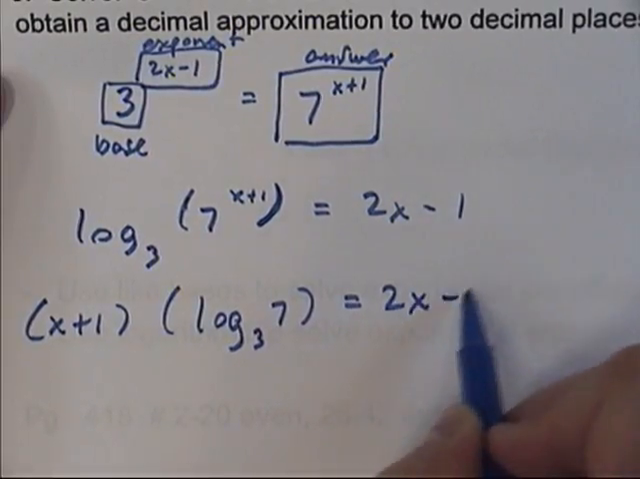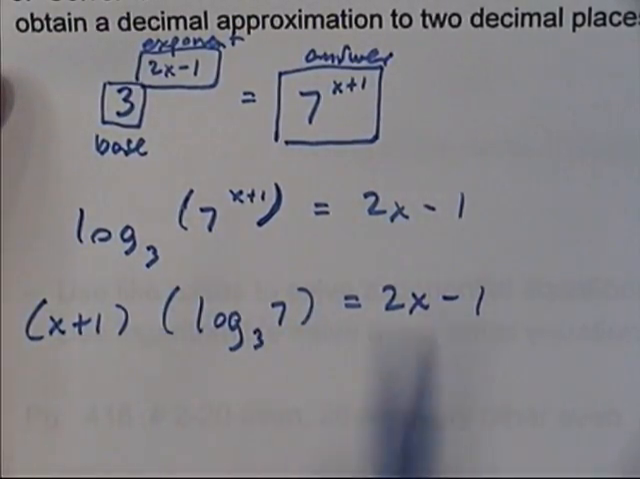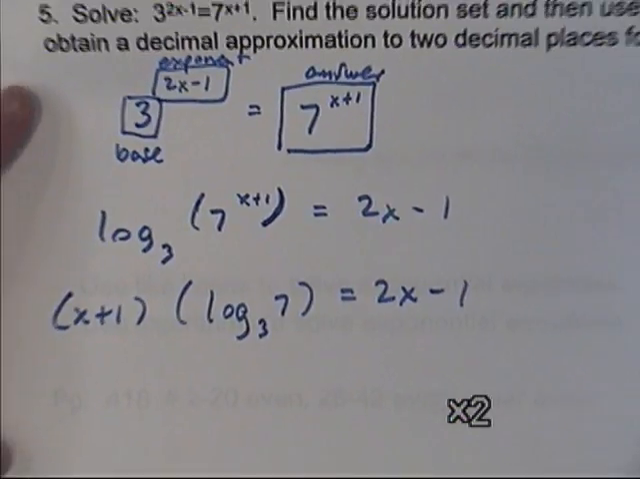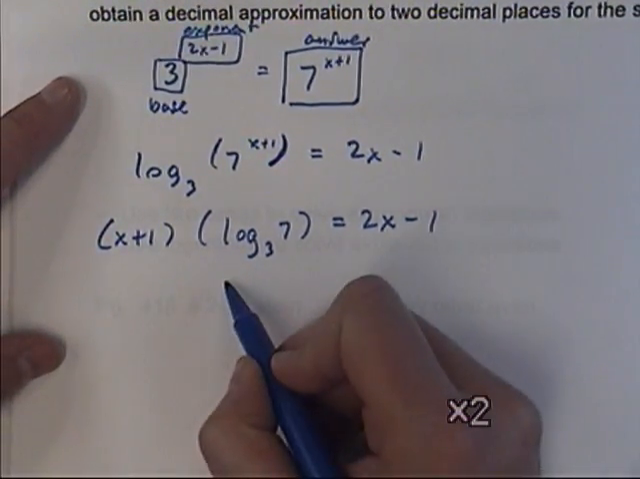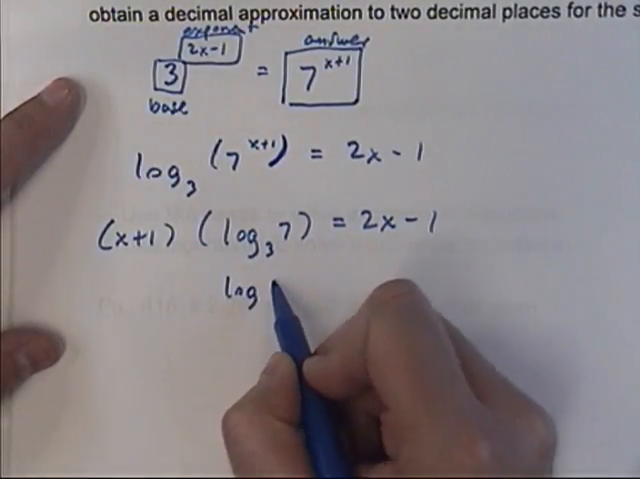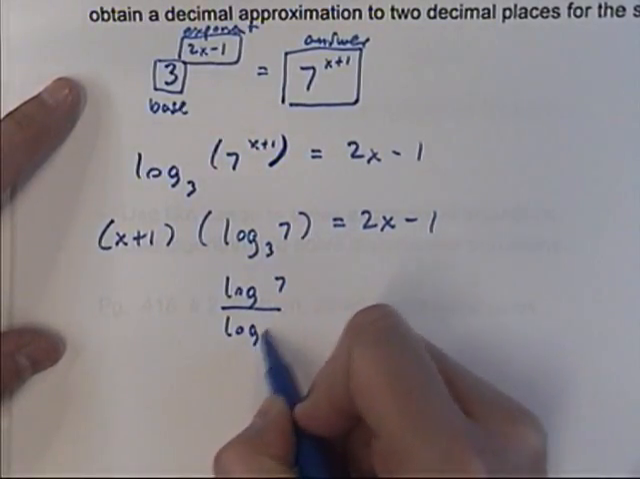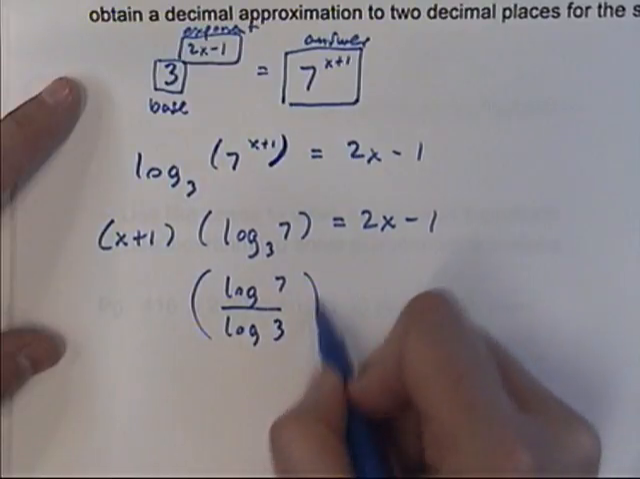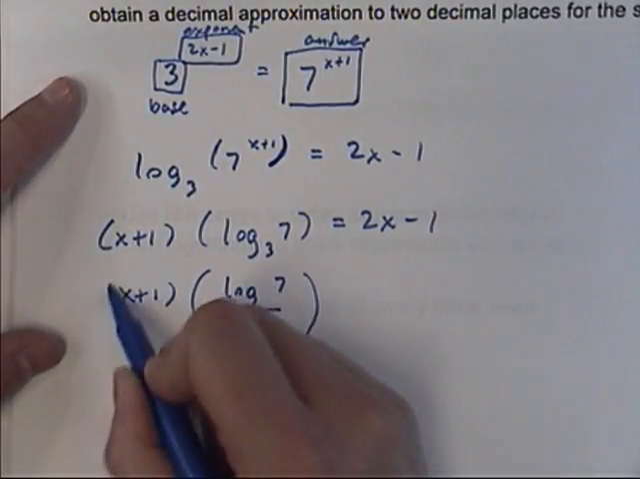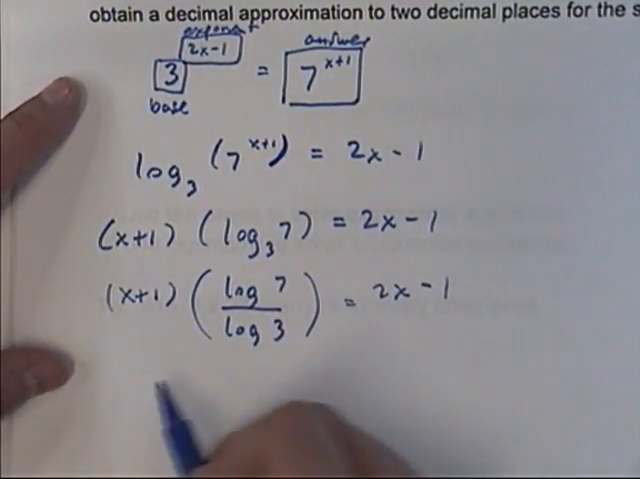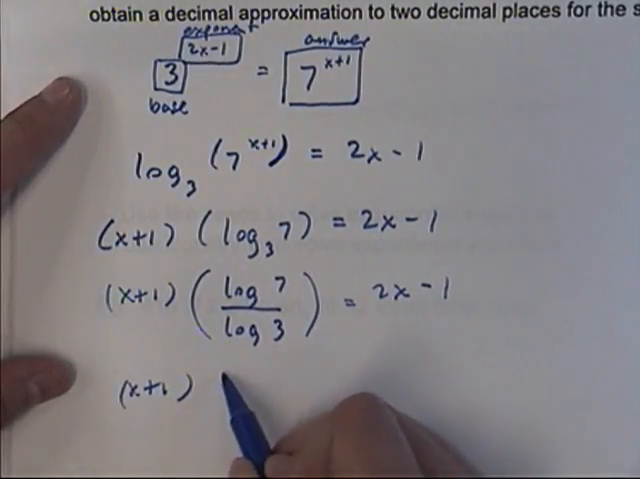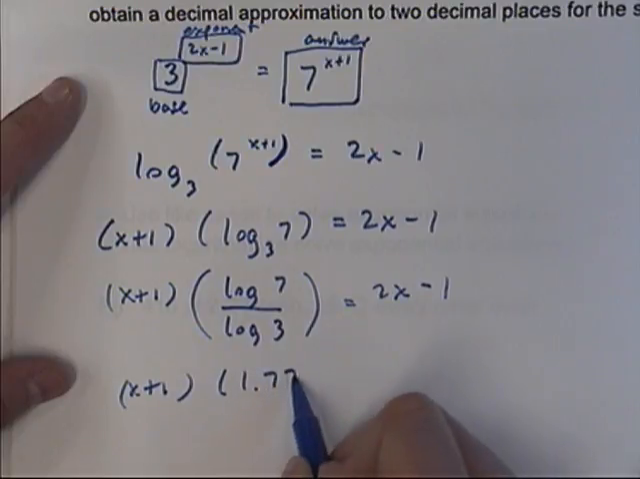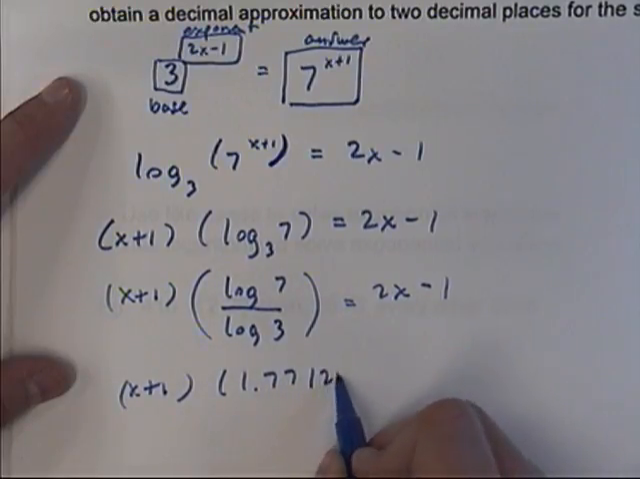Now all of this wrangling is just trying to get us so that we have this right here. When we have log base 3 of 7, we have a number that we can find on our calculator. So I'm going to take on my calculator the log of 7 and divide that by the log of 3. So if I do that and I divide, I get approximately the number 1.77124.